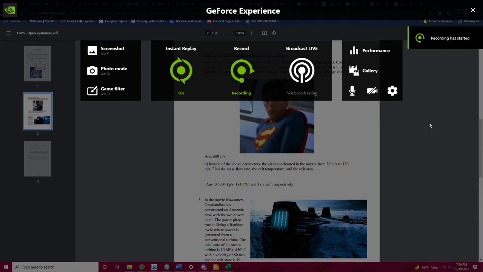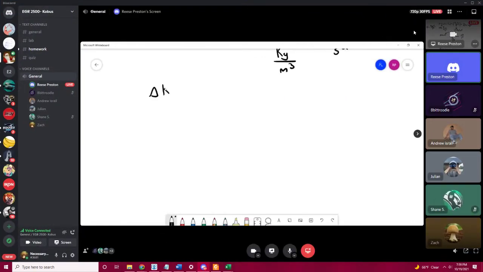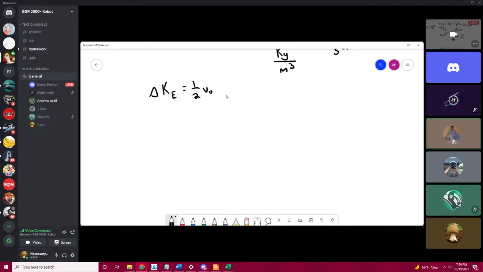times V out minus VI squared. Okay, say that. Delta KE equals 1/2 times V out squared minus VI squared. You didn't have the 1/2 squared with it. No, I multiplied the whole thing. I have parentheses in there. Oh, I see. Okay. And so once we did that, I just plugged in what we have.